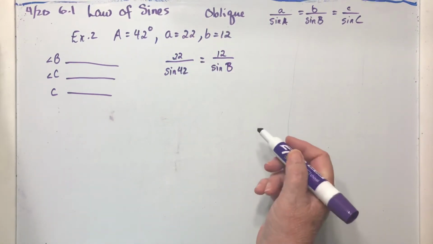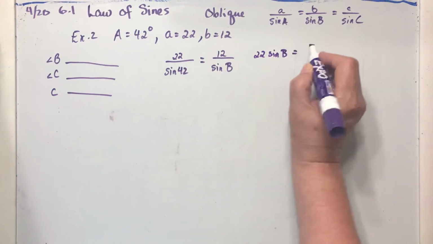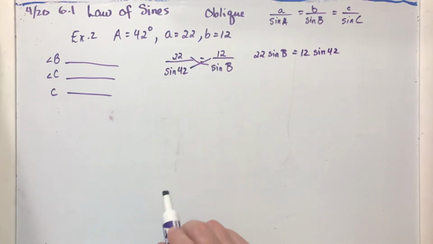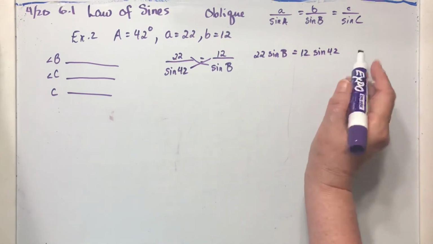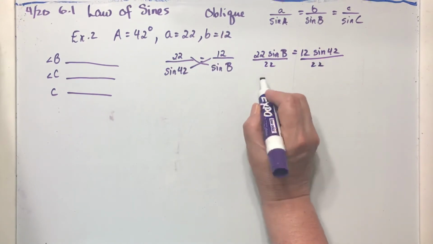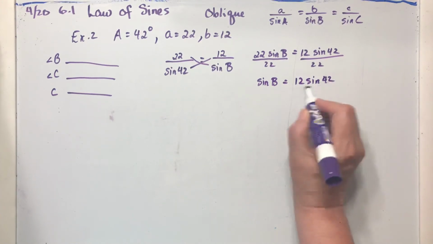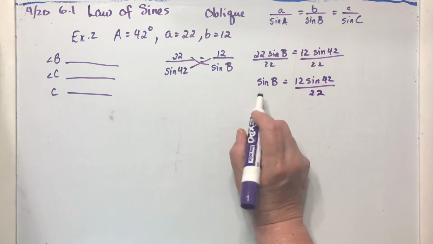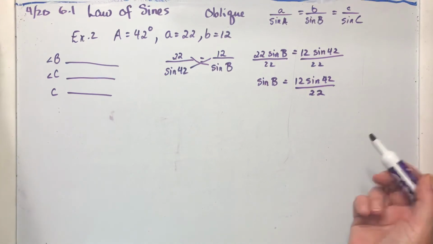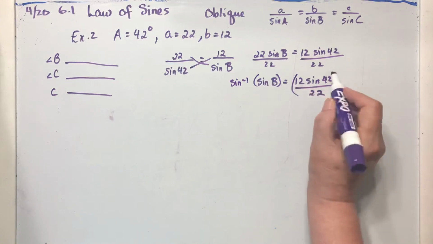All right, so to solve this proportion, I'm going to cross multiply: 22 times the sine of B equals 12 times the sine of 42. That's just cross multiplying this way and then cross multiplying this way. Solve for our variable before I put it in my calculator. So I'm going to divide both sides by 22. Now I have the sine of B equals 12 times the sine of 42 all over 22. This is a little different than our last example. B is trapped within this sine function, so how do we undo a sine? Well, we take the sine inverse of both sides.